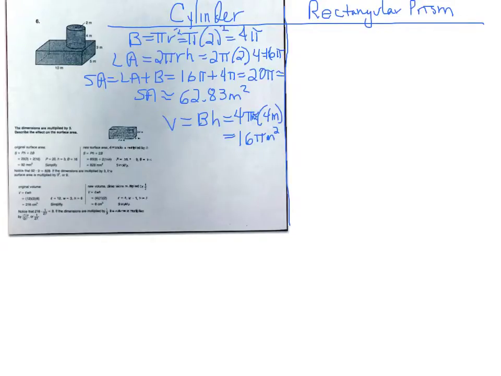So square meters times meters, that's supposed to be cubic meters. Volume is cubic. So volume 1, which is the volume of the first figure, the cylinder, is 16 cubic meters.